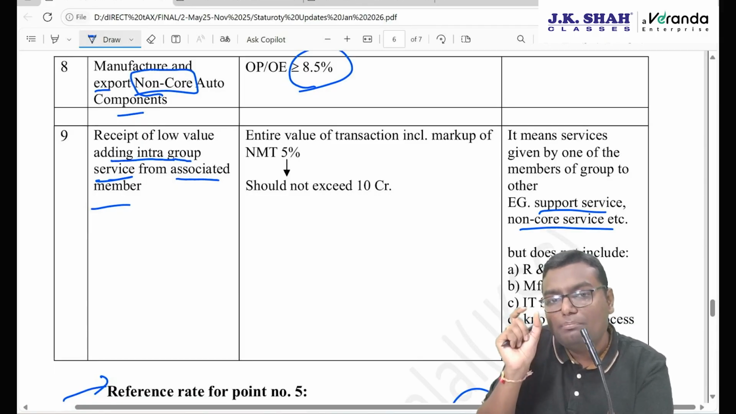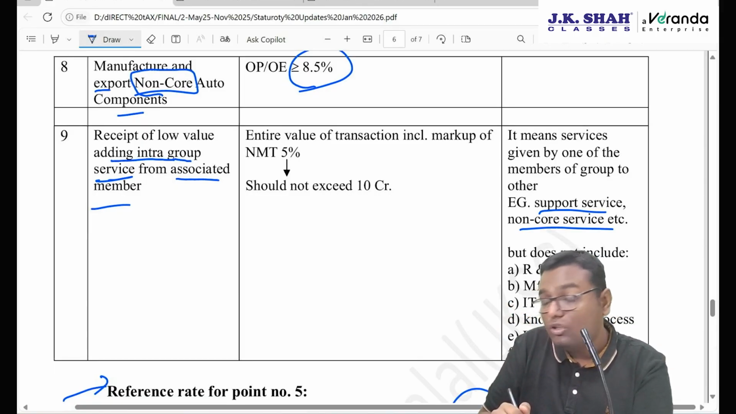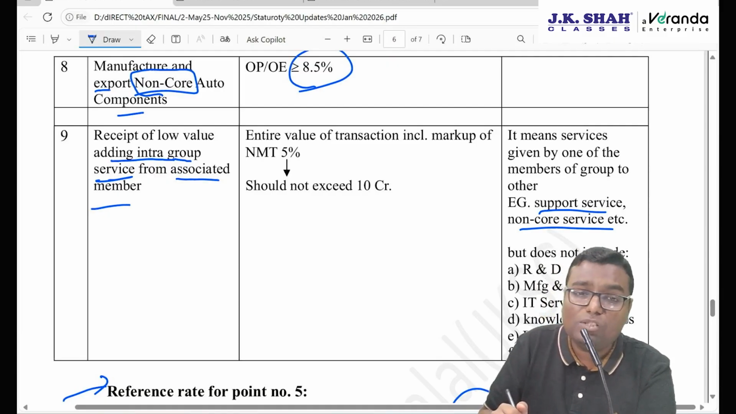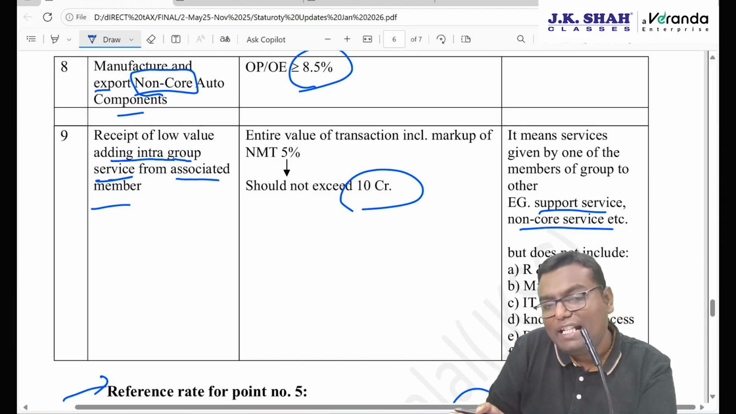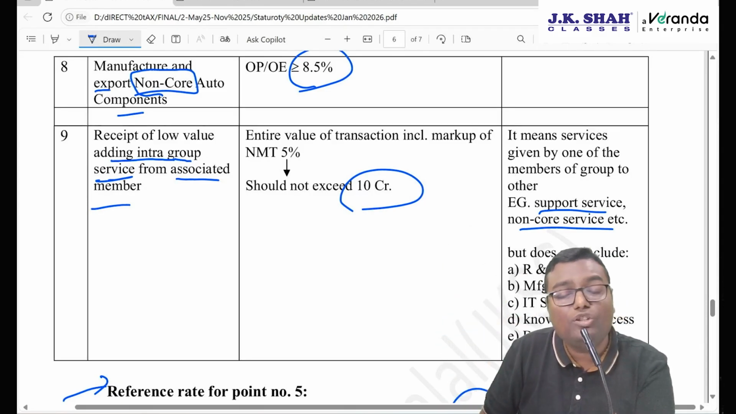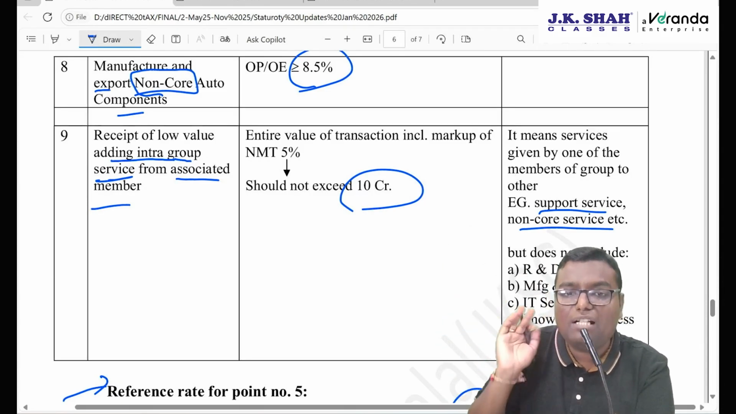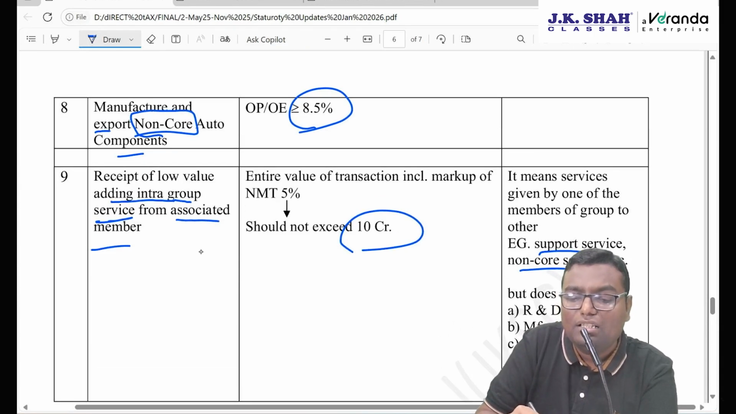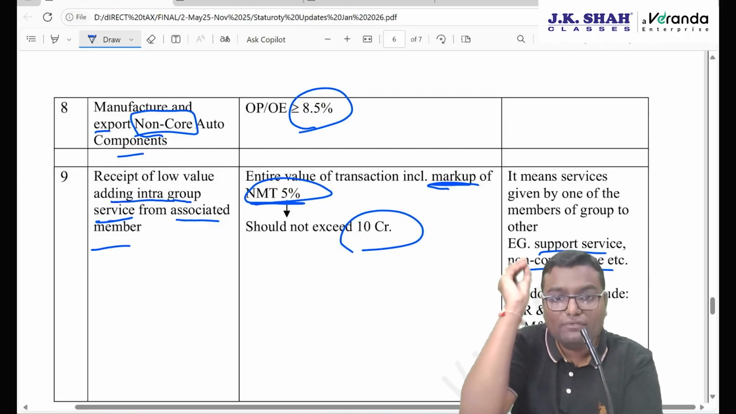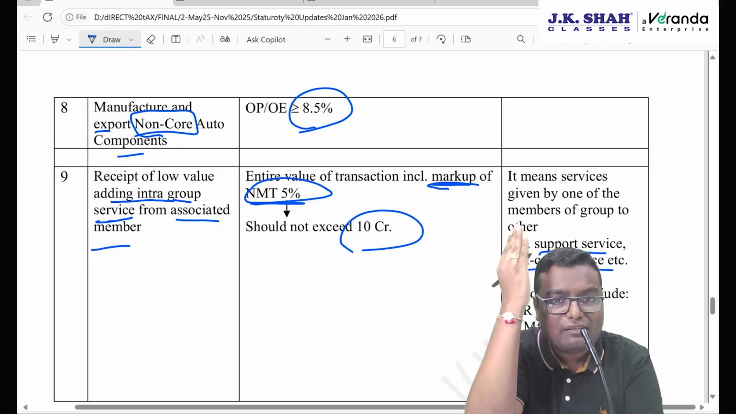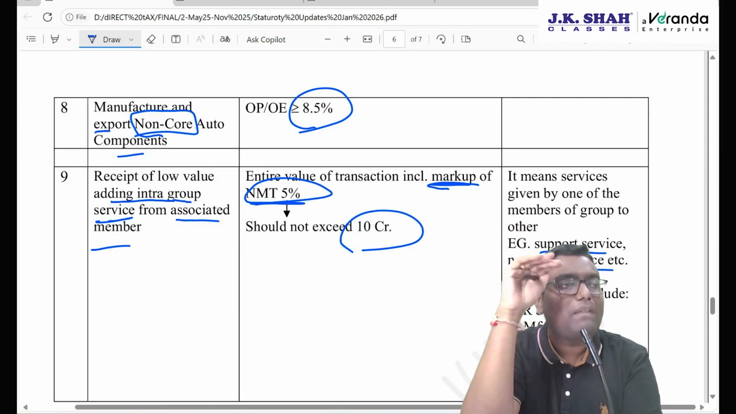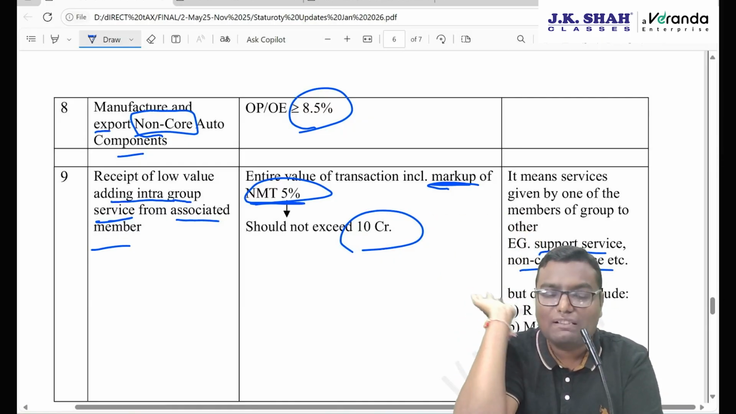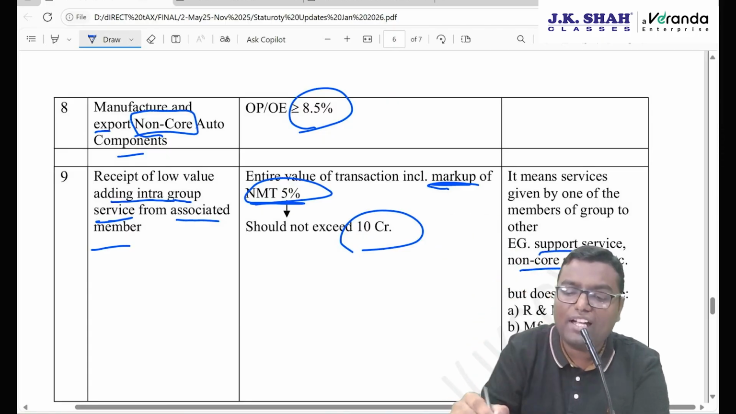And how much should you pay? The safe harbor rule says it is applicable only if the total value does not exceed 10 crore. If this exceeds 10 crore, apply the normal method. If it does not exceed 10 crore, then the safe harbor rule is applicable, and it says that the expense has to be with a markup of maximum 5%. So whatever is the cost to that associated enterprise, plus they can charge 5% at max. If you are paying a markup of 6% or 7%, it is not a safe harbor. So safe harbor says maximum 5%.